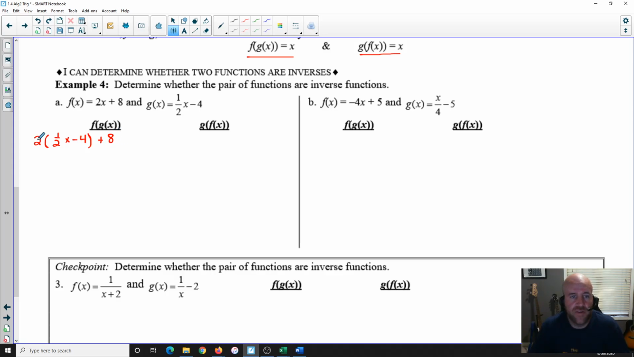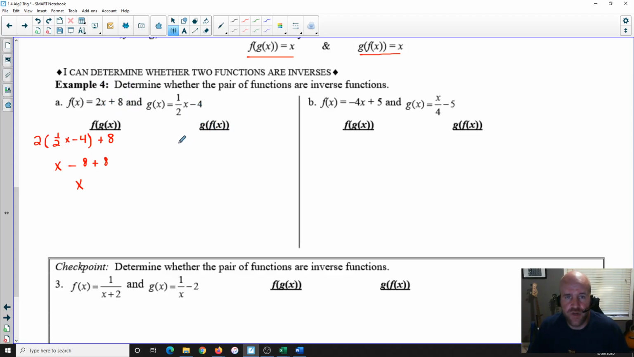And now we're going to simplify this. So distribute the 2 in. 2 times 1/2 is 1, so we get a 1x there. 2 times negative 4 is negative 8. And then plus 8, which we know just is 0, so we end up with x. So far so good. So now we need to do the opposite, g of f of x.